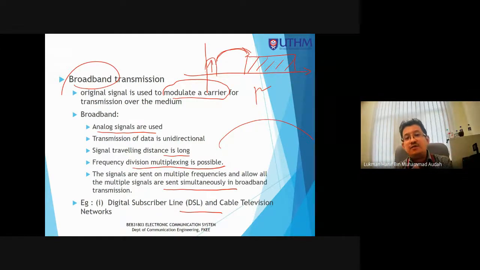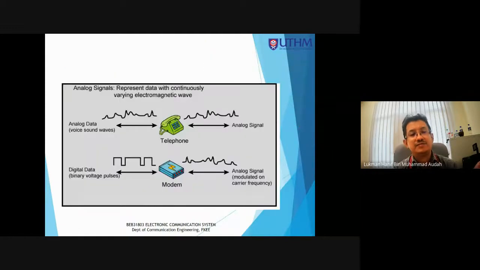And another thing, if we have a bigger bandwidth, that means the data rate can be higher. Data rate dan bandwidth ini saling berkait. Lagi besar bandwidth, lagi besar data rate, which is good in terms of speed. Okay. Ini nanti saya akan jelaskan nantilah.